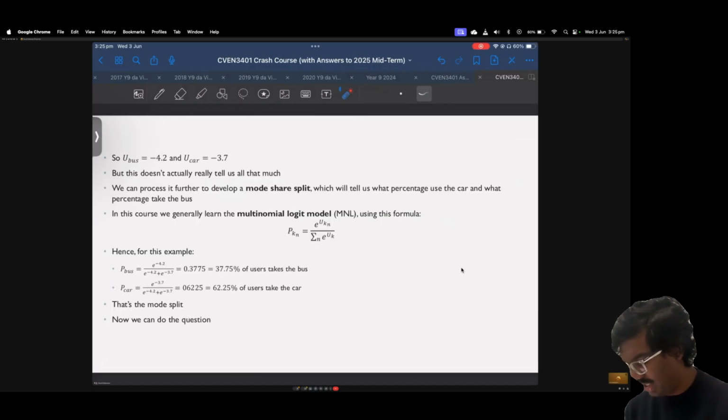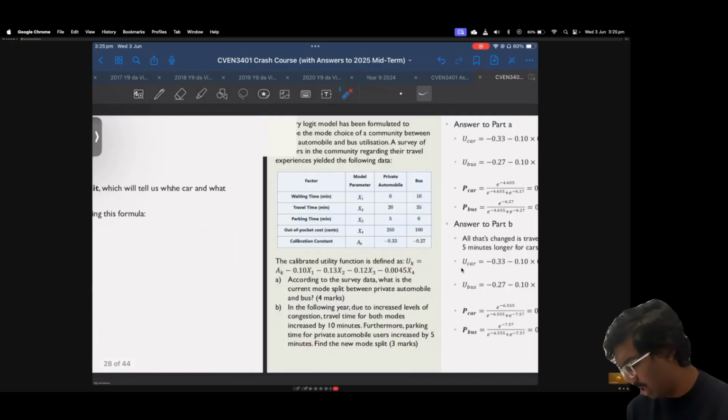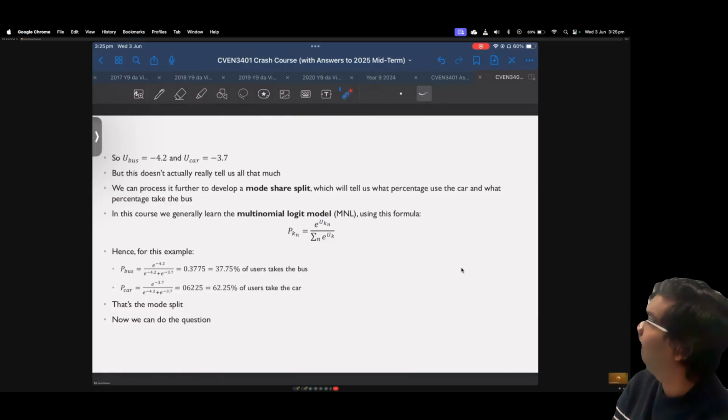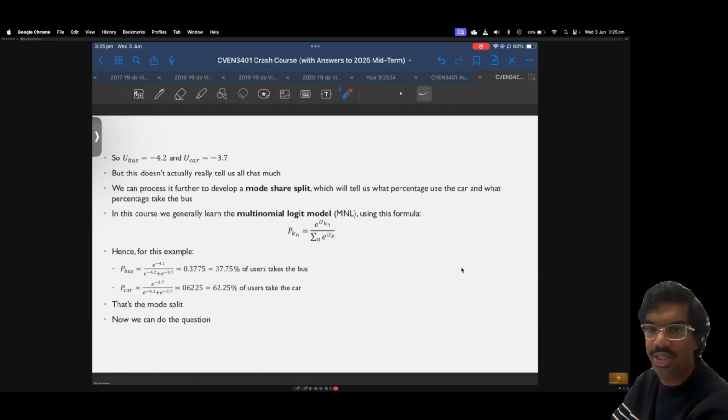Okay, so bus. In this question, oh yeah, we're not doing the question yet. This is still my example. We're saying that U-bus in my example is minus 4.2 and U-car equals minus 3.7. Here's the thing, what does that mean? If I tell you the utility of the car is 3.7, what on earth does that mean? No one's going to know. It's a unitless value, it's useless.